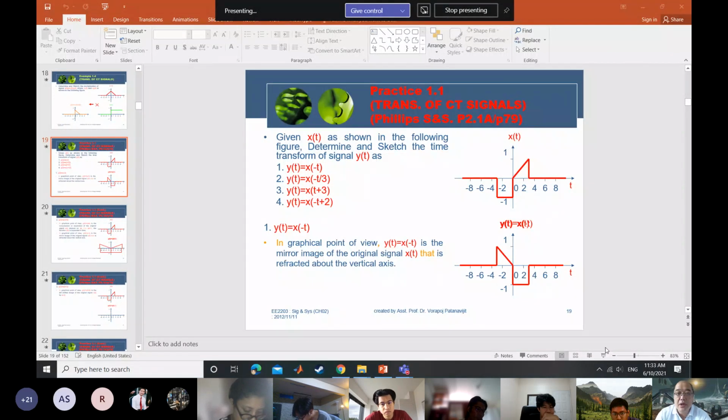Okay. I give you up to about 20 minutes. If you're not finished, try to do it by yourself. The midterm may ask you how to determine the time transform like that. But the signal may be a little more complicated, and the process may be a little more complicated than this. Can you hear me?